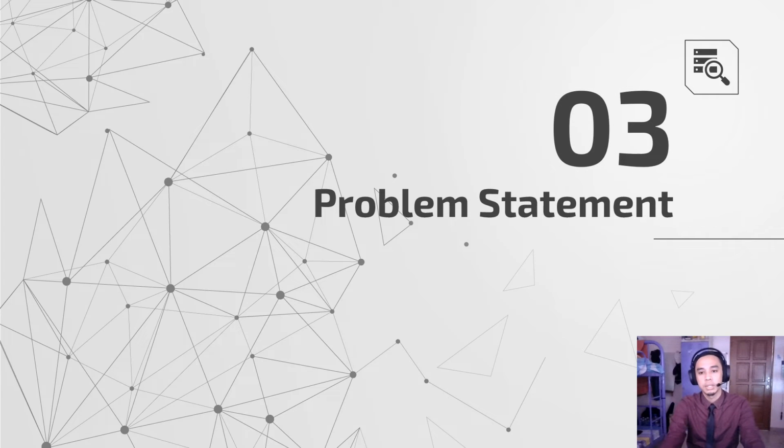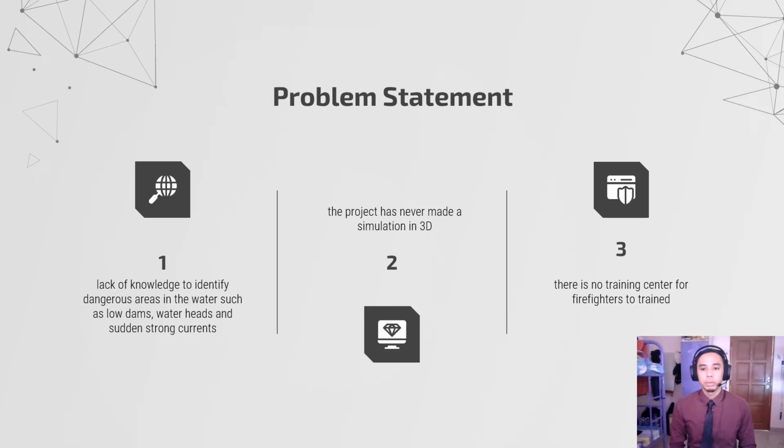The next subtopic is the problem statement. As we can see here, there are three problem statements. The first is the lack of knowledge to identify dangerous areas in the water, such as low depth, water heads, and sudden strong currents. The next is that the project has never made a simulation in 3D. The IR also informed that this project never made 3D simulations. The third is that there is no training center for firefighters to train in.